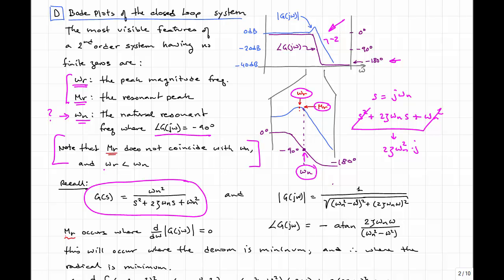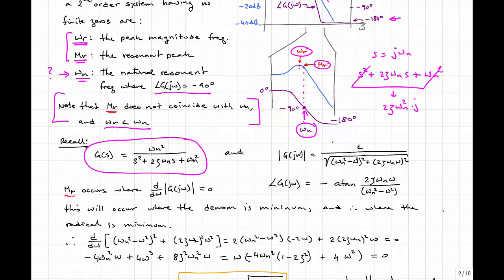In fact, omega r, the frequency where that peak occurs, is always less than omega n. It'll be to the left slightly. Now, we'll see that for highly underdamped systems where zeta is small, then omega r approaches omega n. And so we'll be able to make the assumption that these frequencies are one and the same if zeta is small enough.